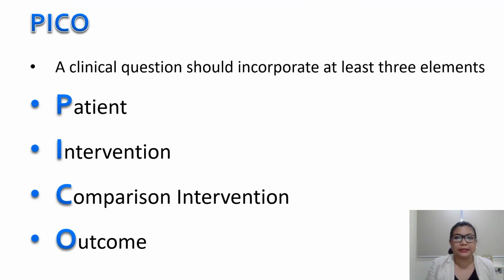So to formulate a clinical question, you can be guided by PICO, okay? A clinical question should incorporate at least 3 of these elements. These are 4, but if you have 3 of these, that's good. Sometimes they add a T, which is the time bound. So P means patient, I is intervention, C is comparison intervention, and O is outcome. And if you have a T, then that's time bound or time.